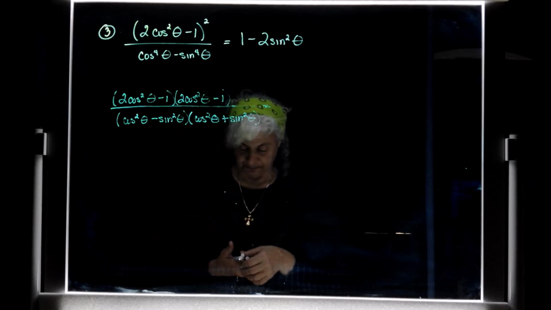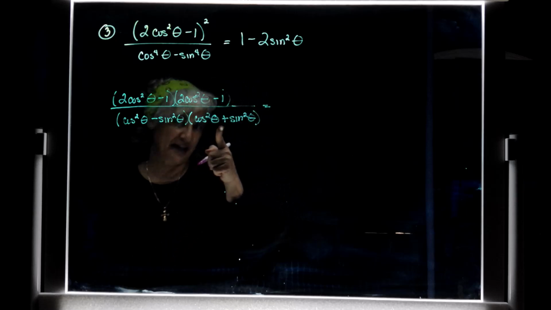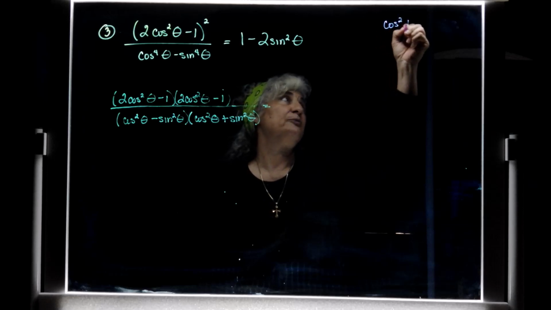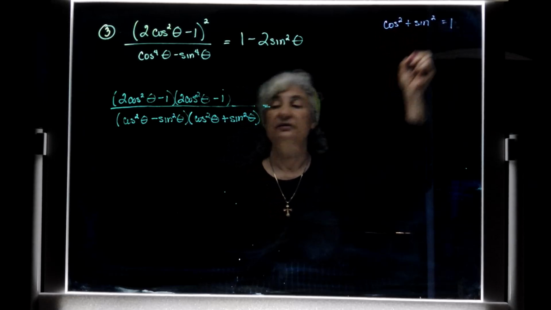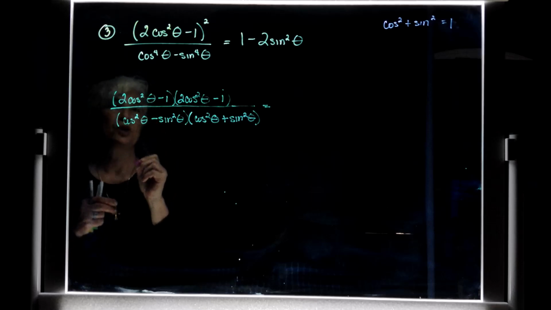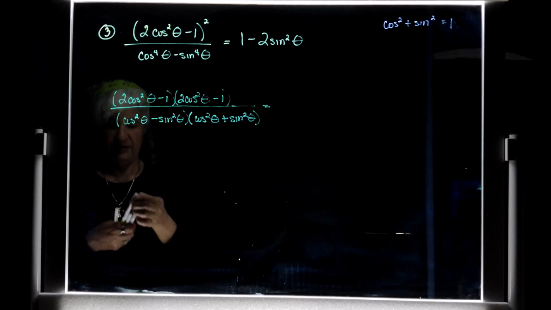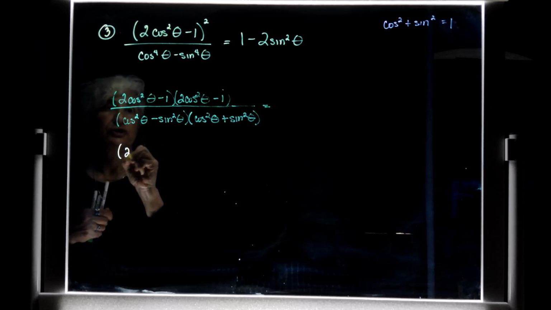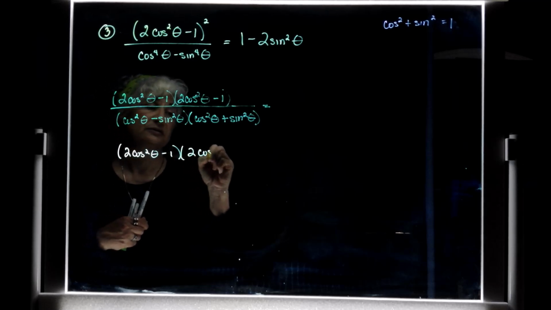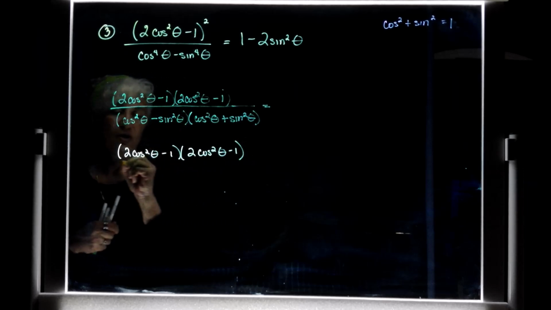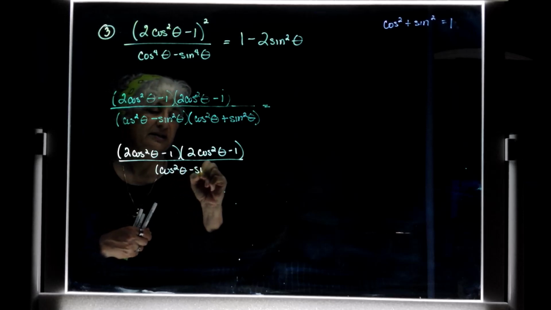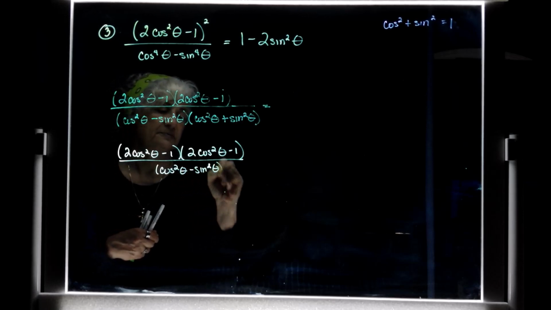Got it. Now what? Isn't that a Pythagorean identity? Doesn't this just equal 1? Because remember, cosine squared plus sine squared equals 1. So isn't this just a 1 down here? I agree, which means we have in the numerator 2 cosine squared theta minus 1 times itself over just cosine squared theta minus sine squared theta.